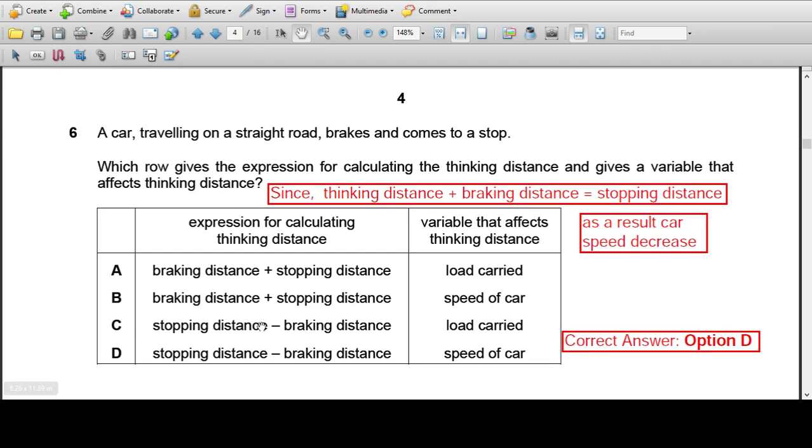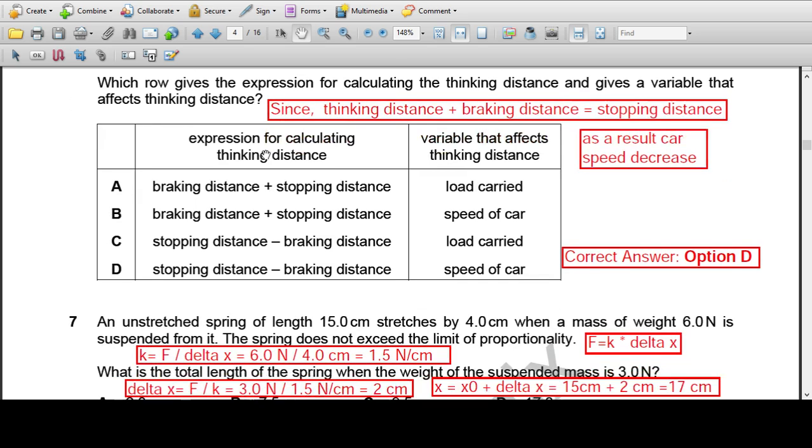So option C, this part is correct, but it will not affect the load carried, only speed in steady speed. So option D: the stopping distance minus braking distance, and the variable that will affect thinking distance is the speed of the car. So the correct option is option D in this question number 6. This is very important. This is a practical problem.